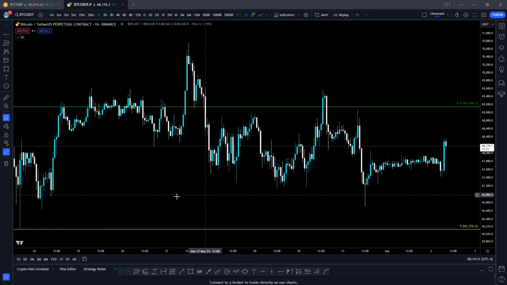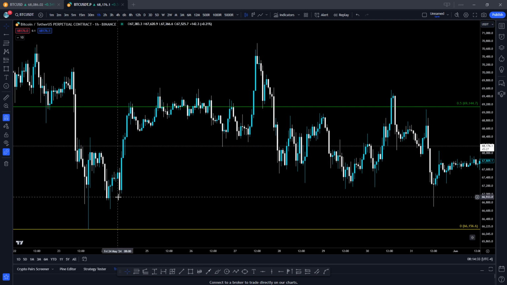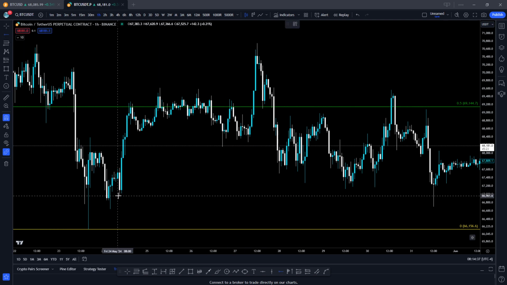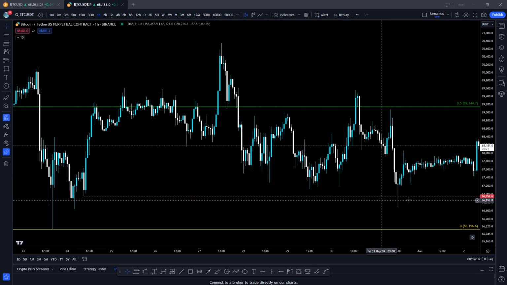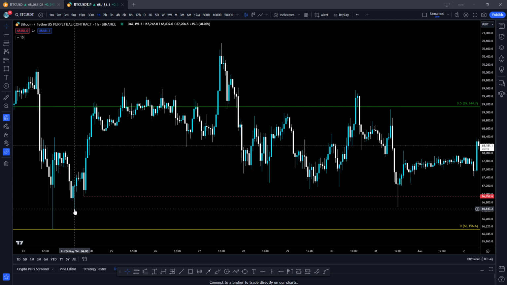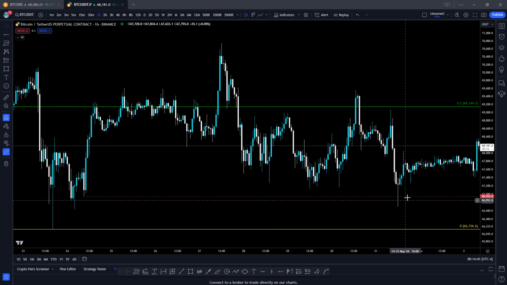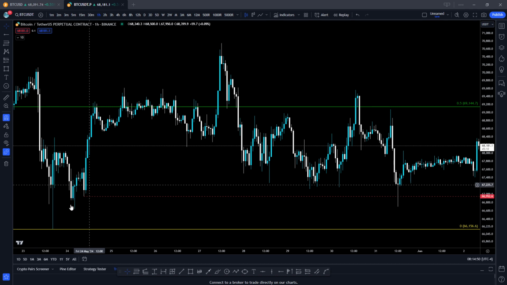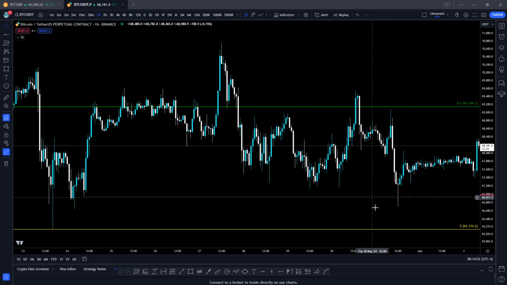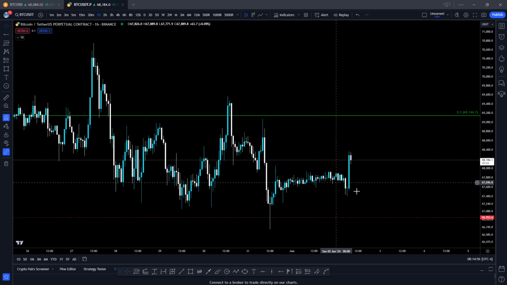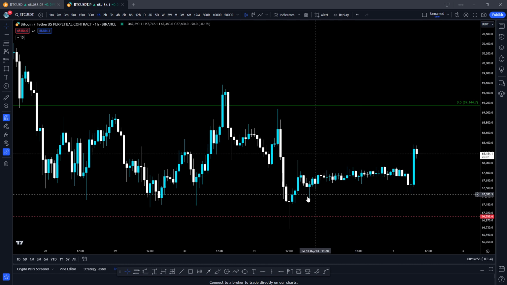Now, what I'm looking for in a market structure shift to the downside is we want to see a run on liquidity like this. Now this one doesn't take out this low here, but that's fine because as long as we're taking out one of these lows over here, once we take them out, we want to see that shift in market structure. And we actually do see it right here. So let's go ahead and get in.